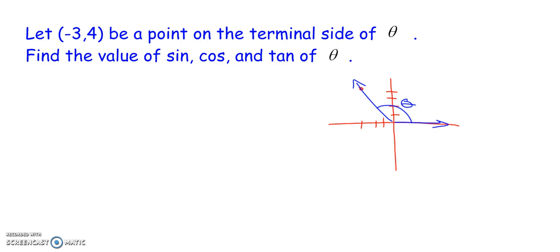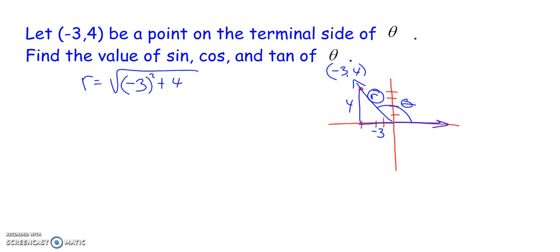Well, we know this point, negative 3, 4. What I don't know is r. So I know this is negative 3, I know this is 4. What I don't know is this r, and I use my formula to calculate it. r is equal to the square root of x squared plus y squared. If you plug that into a calculator, or you know your 3, 4, 5 triangles, you're going to get r equals 5.